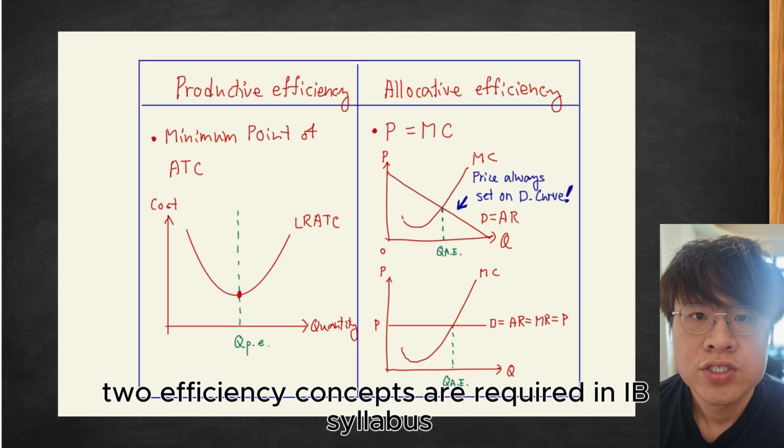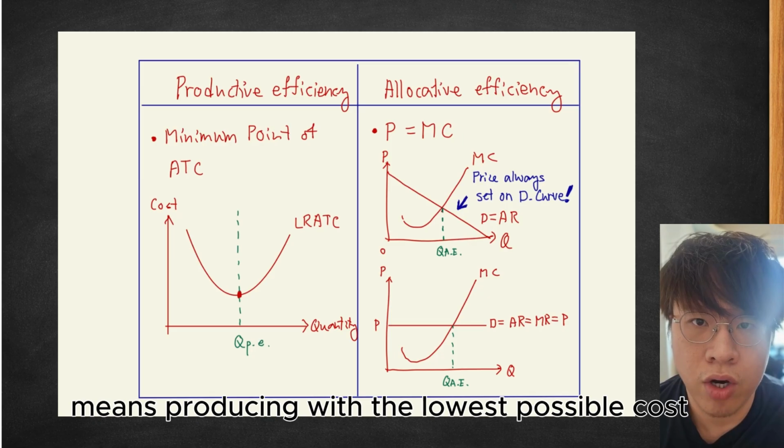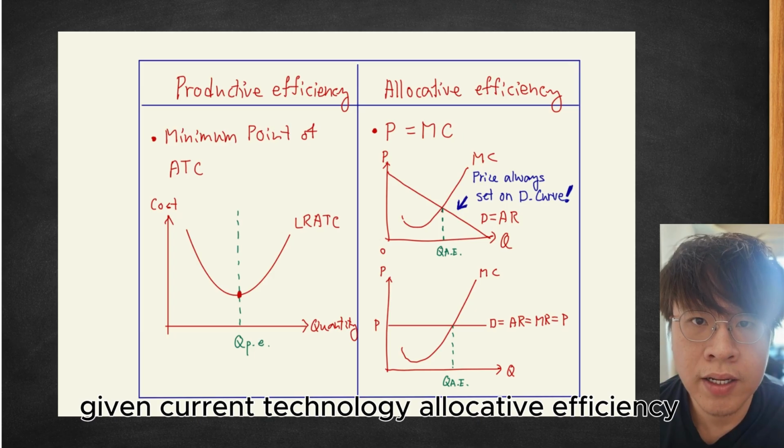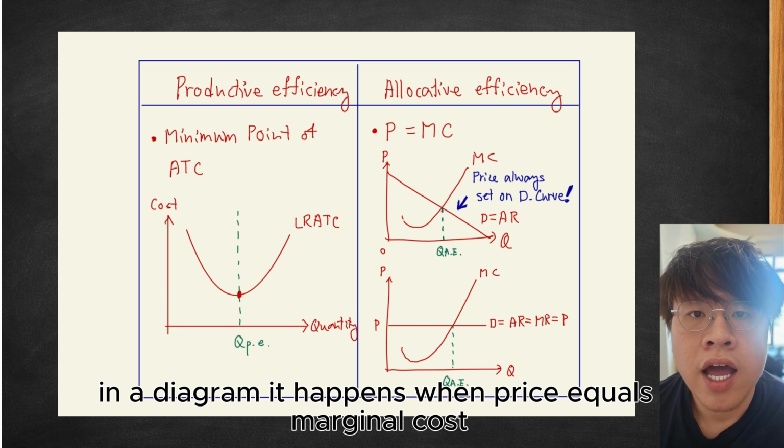First, two efficiency concepts are required in the IB syllabus. Productive efficiency means producing with the lowest possible cost. In a diagram, it happens at the minimum point of average total cost, given current technology. Allocative efficiency means producing the socially preferred quantity. In a diagram, it happens when price equals marginal cost.